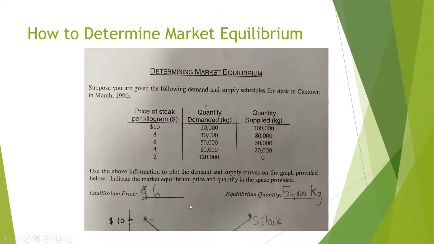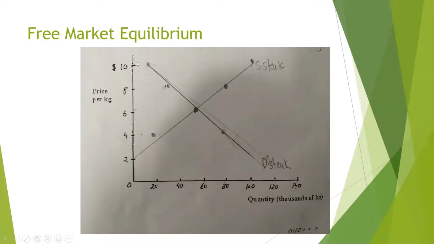So at $6, 50,000 kilograms are both demanded and supplied, which means the market is in equilibrium because there's no surplus and no shortage, which is what a free market is in theory always going to go to, where demand and supply intersect. So with the graph, hopefully it makes it a little more clear.